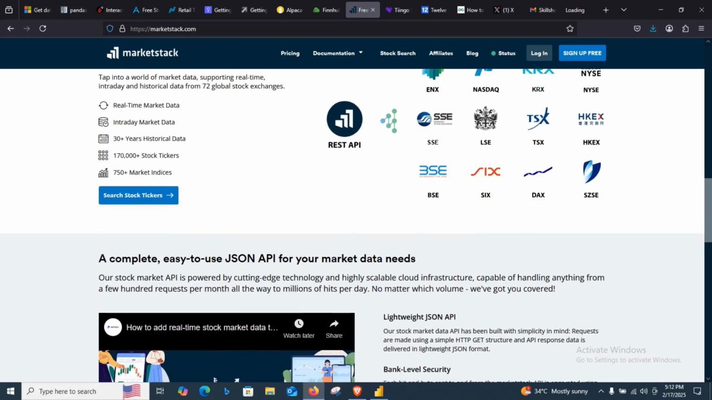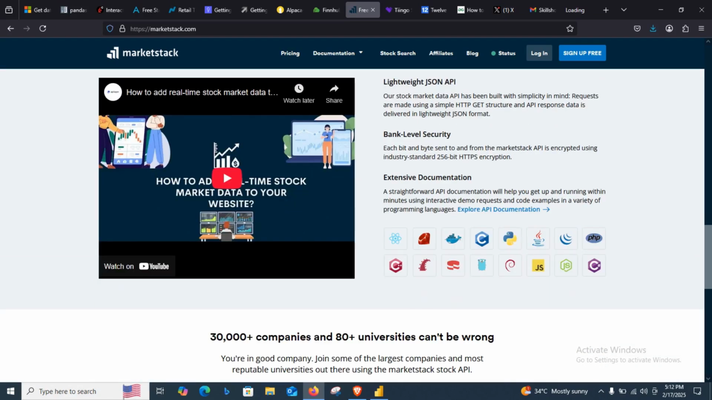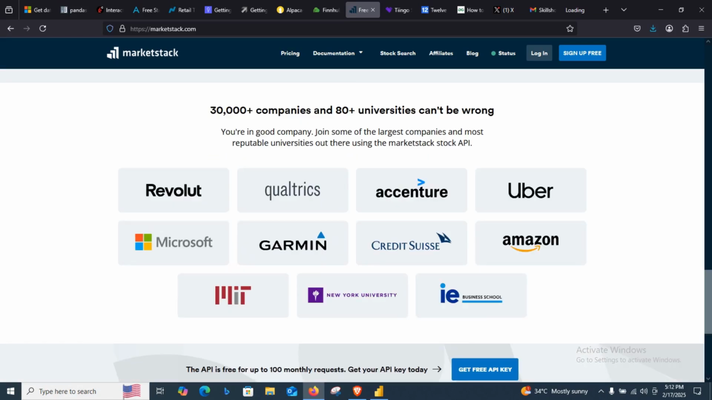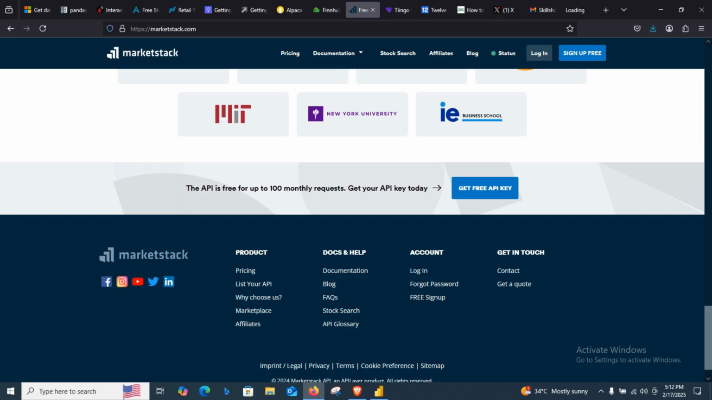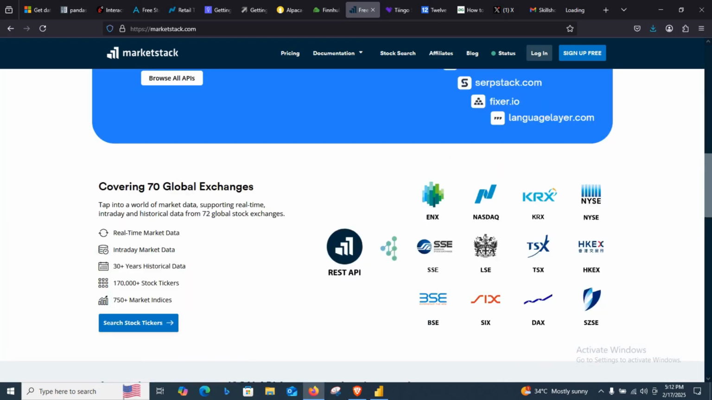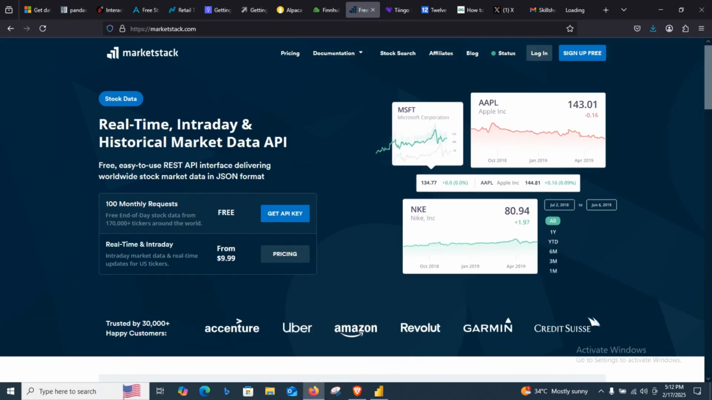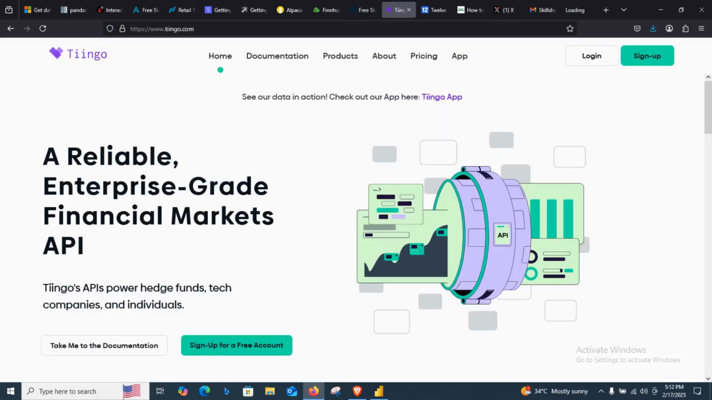Going through the documentation, you can see how it fits your objective and how you can work with it. I think it's a very good market and free data source that you can plug into your agent. So the next one is Tingo.